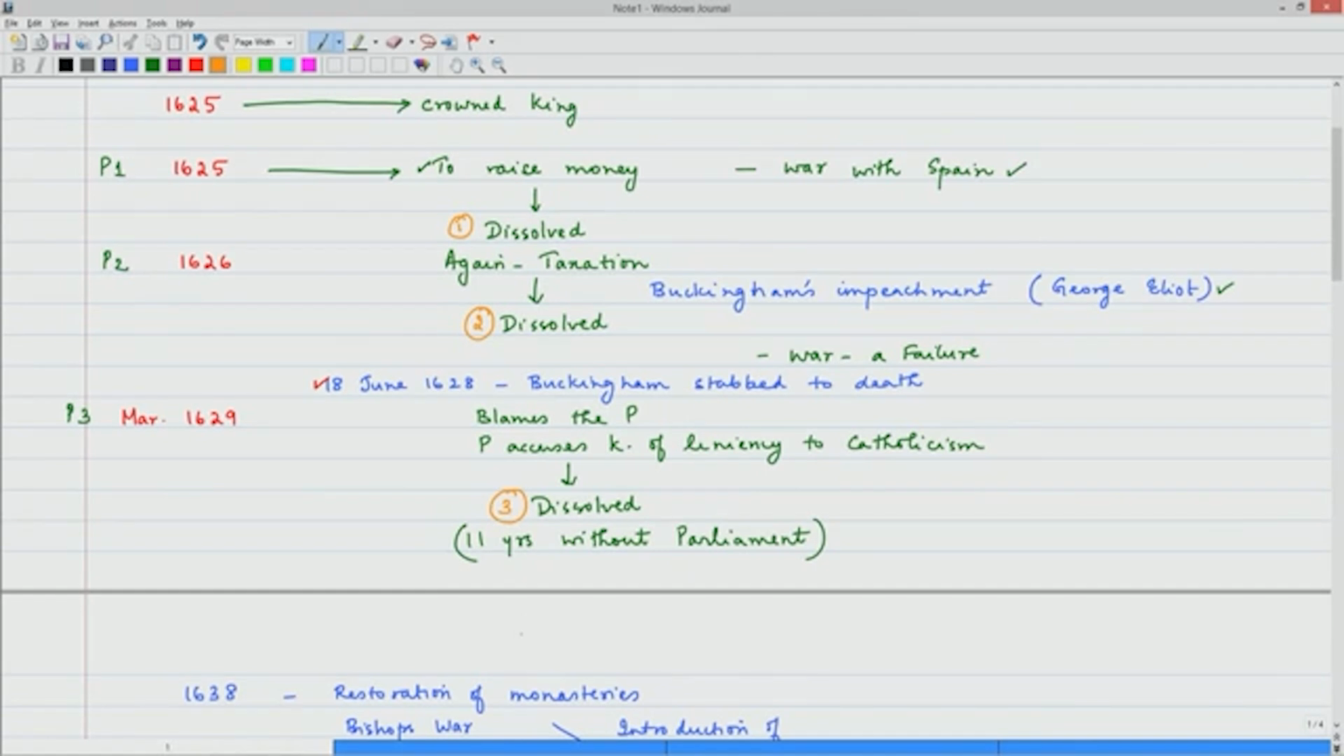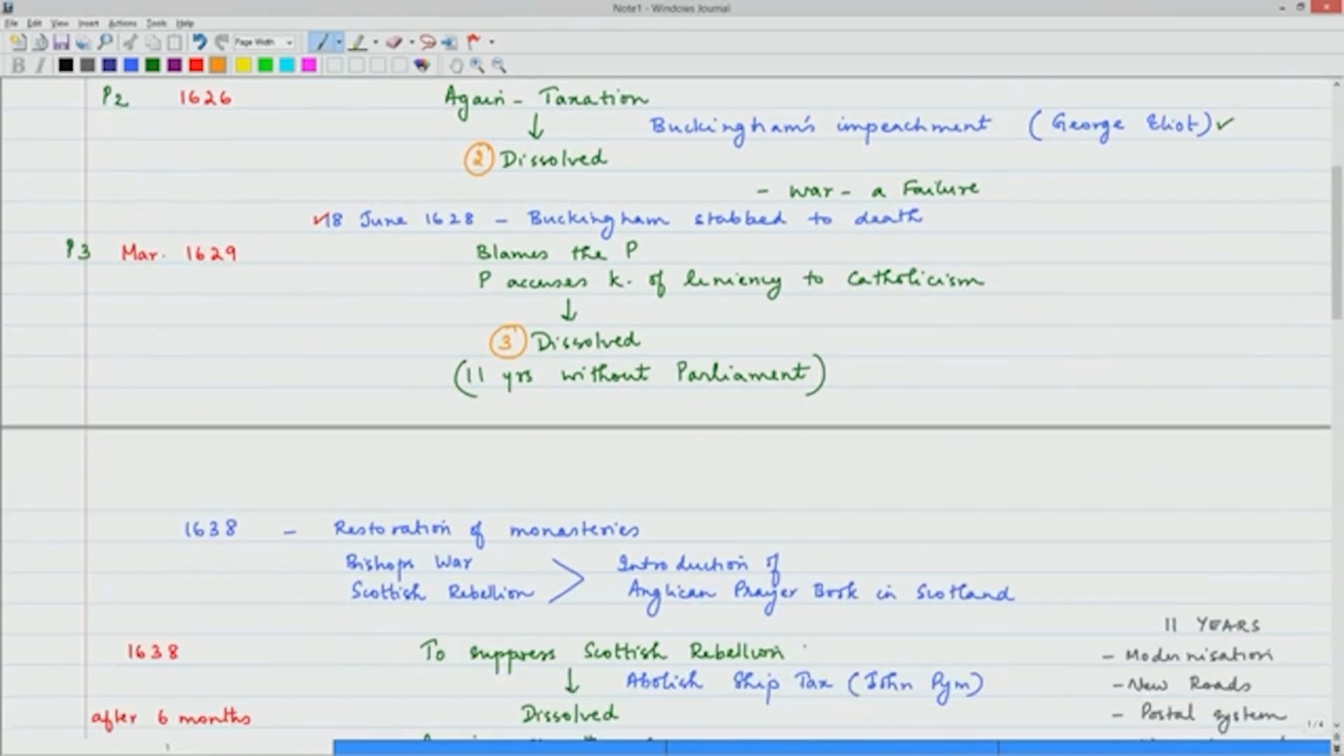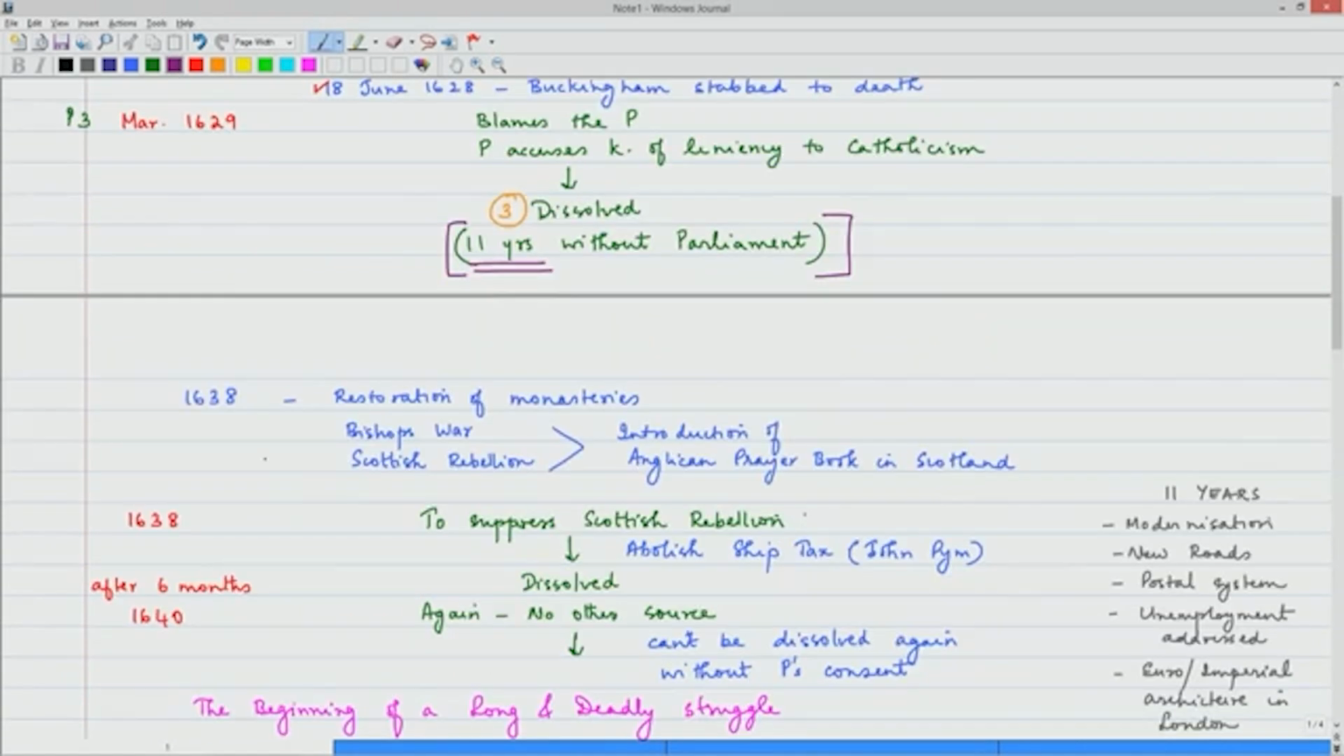And meanwhile, Charles also achieves another thing. He also manages to trap George Eliot in some case, and he is sent to the Tower. In that sense, he also thinks that he had managed to silence the members of the parliament to a large extent, because he was not the kind who could tolerate any kind of negotiation or any kind of discussion with the commoners. And with this, we enter a new phase in the history of England. So meanwhile, while he was ruling England without a parliament, it was not a very non-turbulent period for him.